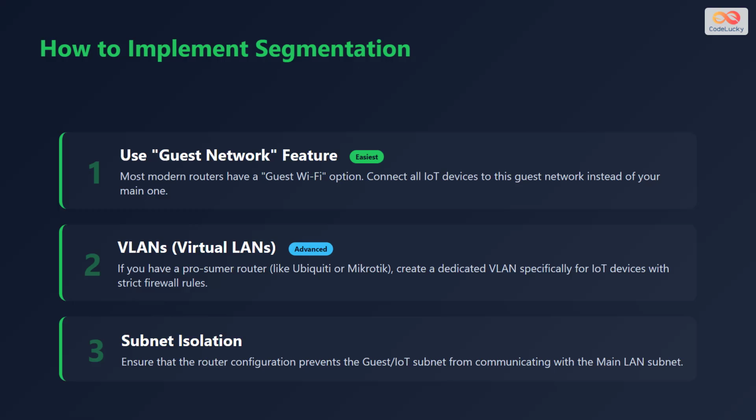Implementing segmentation is easier than it sounds. The simplest method is to use the guest network feature found on almost all modern routers. Connect your smart bulbs and fridges to the guest Wi-Fi. For advanced users, using virtual LANs or VLANs provides even more granular control and isolation.